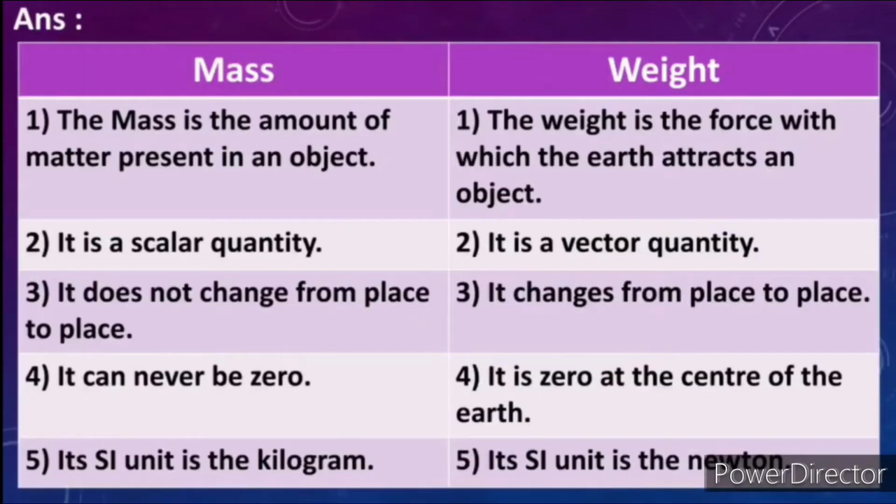2. It is a vector quantity. 3. It does not change from place to place. 3. It changes from place to place. 4. It can never be 0. 4. It is 0 at the center of the earth. 5. Its SI unit is kilogram. 5. Its SI unit is Newton.